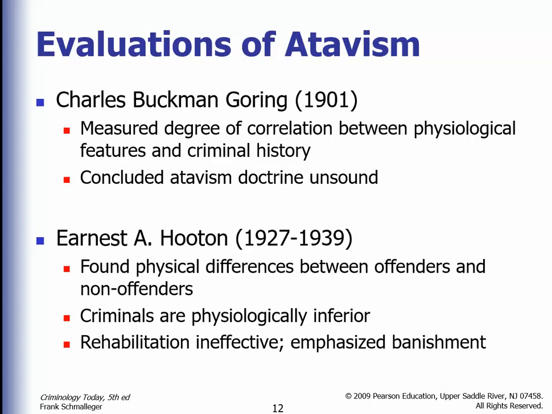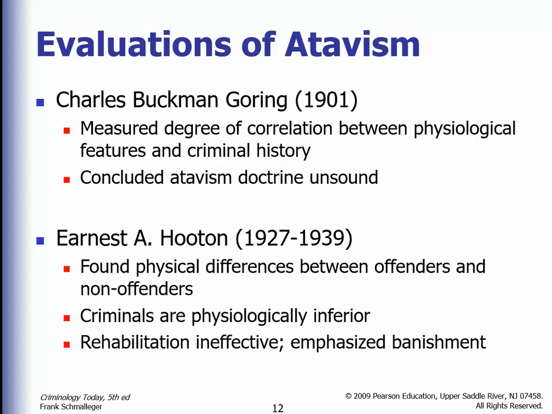Evaluations of it. Goring looked at atavism, studied it, and he saw a degree of correlation between physiological features and criminal history, and he suggested the atavism doctrine was sound. Now, remember what we talked about with correlations before. Whether you see a correlation, does it actually mean that there's a cause there? And that's probably where the problem with Goring is, that he looked at the correlation and thought, hey, there's a correlation there, it's probably a good thing.